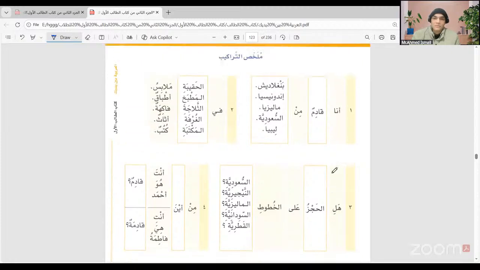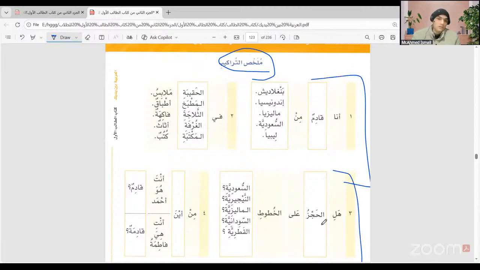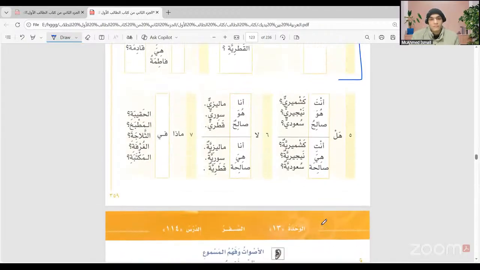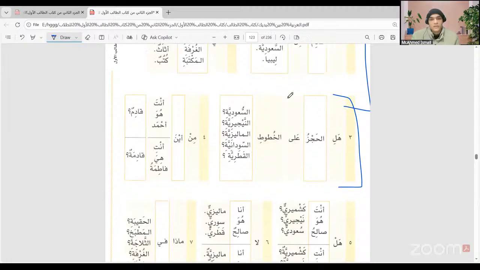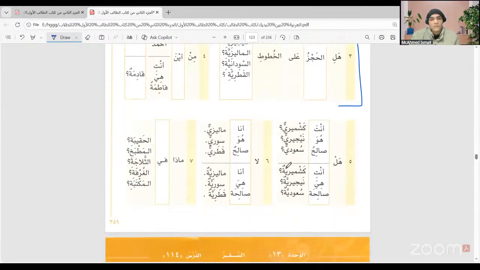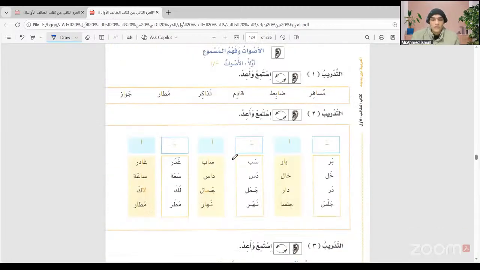The most important thing in every unit is to look at the ملخص التراكيب, the summary that gives you all of the words in the unit. If you get this, you get the unit. So don't forget, even if you didn't look at it before, go back and try to get them one by one, from the first unit until now. Try to look at all of them. This ملخص is so important to get all of the units, inshallah.